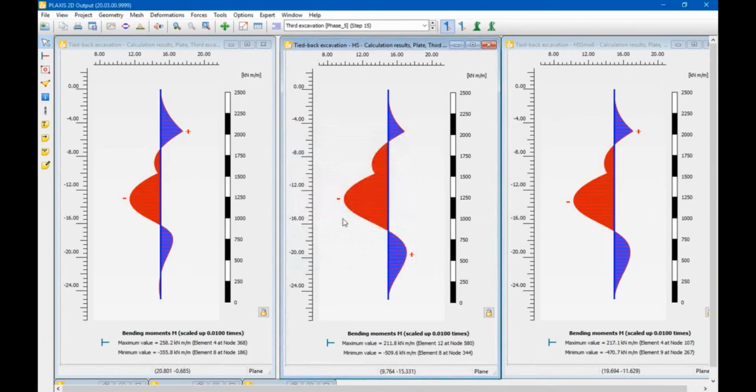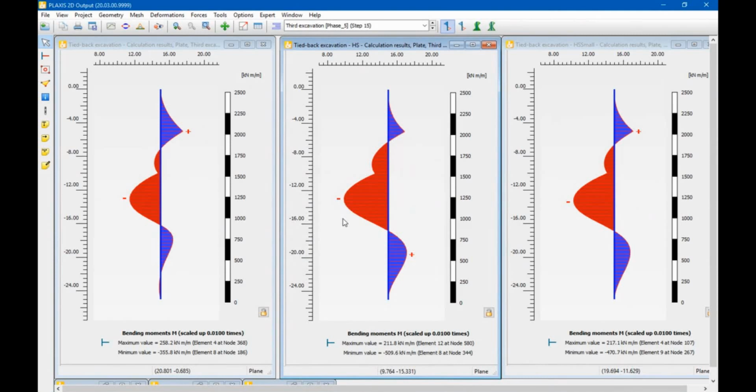And if I do that, now you see that all three pictures have a scale bar going from 0 to 2500. So now the pictures are very comparable. Now, what is interesting is that we have 3 different bending moment lines.